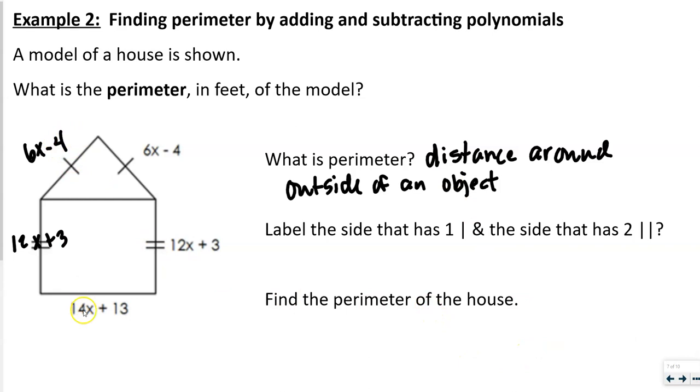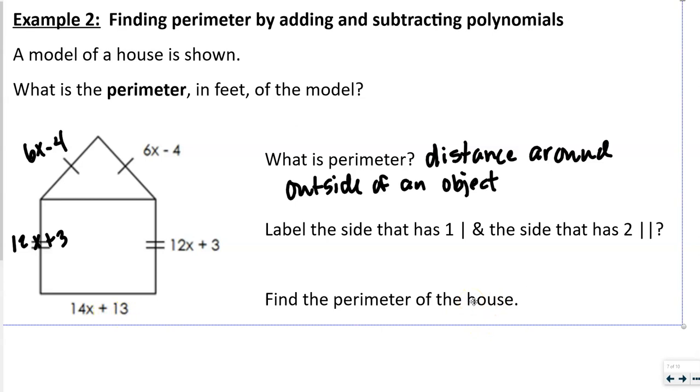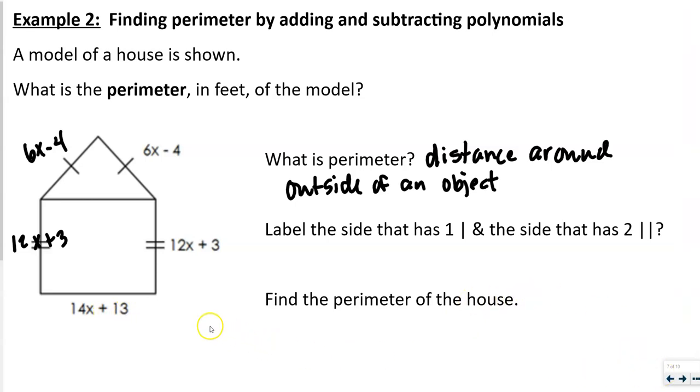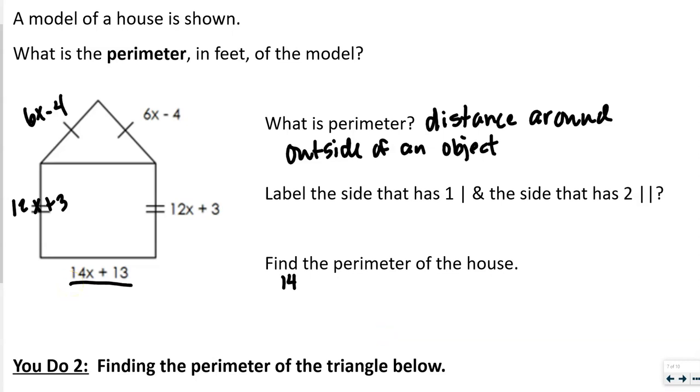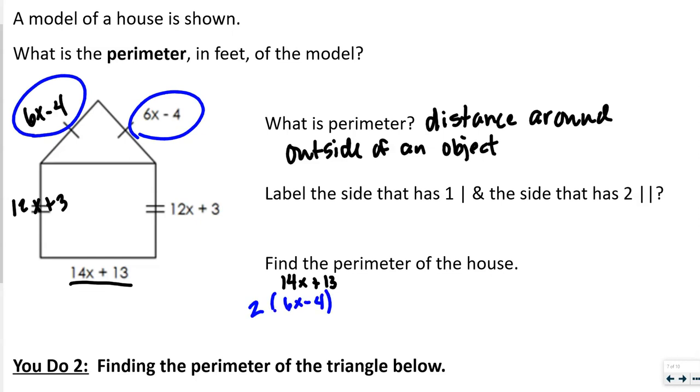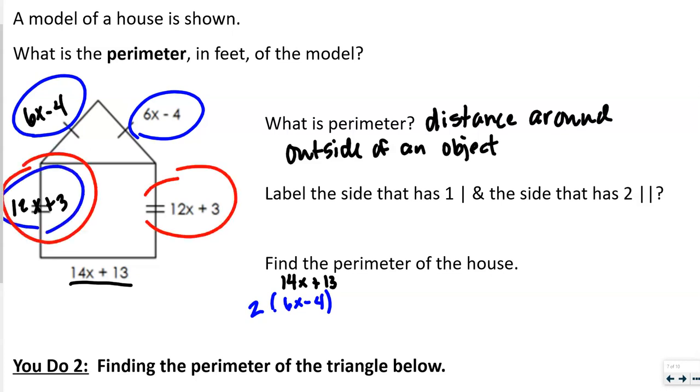So what we want to do is we're going to do the 14x plus 13. You know what, let me see how we can do this over here. So let's do this 14x plus 13, this down here. 14x plus 13. Then I'm going to do 2 times this up here, okay? So I'm going to go 2 times 6x minus 4. And notice we also have 2 of these, right? 2 of these, yes? So I'm going to do 2 times our 12x plus 3, okay? So we're going to move all this over here.